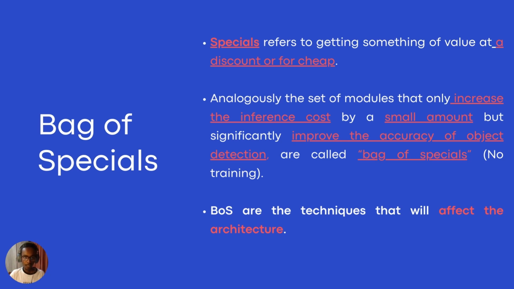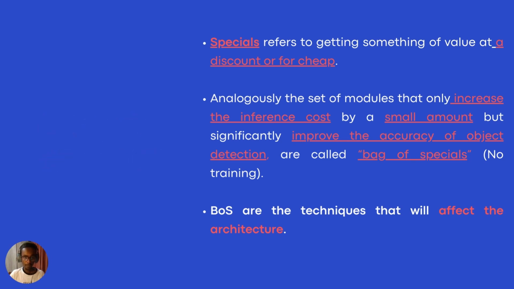inference. So when we dissect the name, the specials part of the name just refers to getting something of value at a discount or for cheap. So the Bag of Specials are techniques that will affect the overall architecture. So they involve some kind of modification on the architecture so that we get an improvement on the inference.